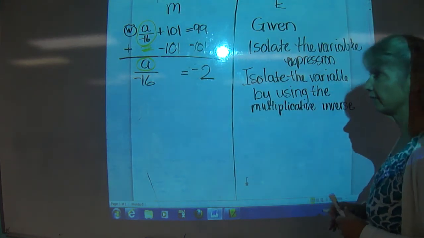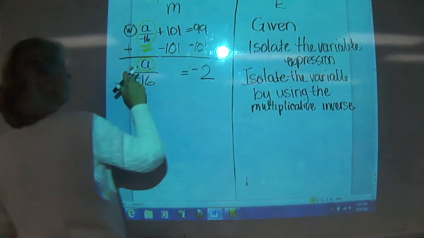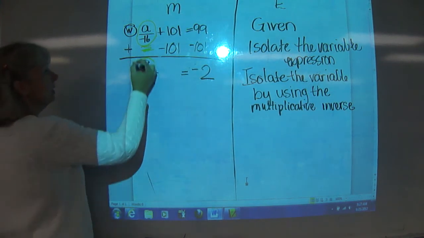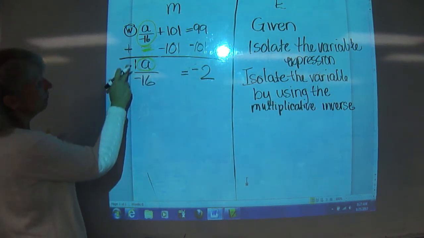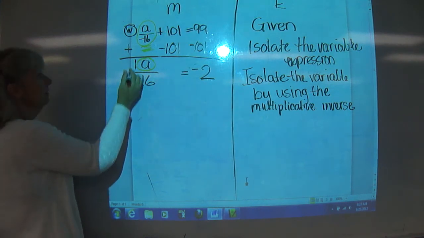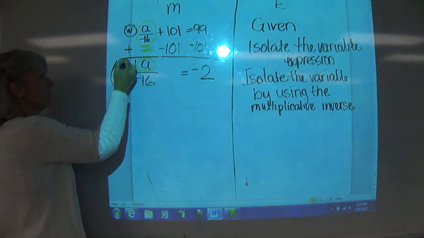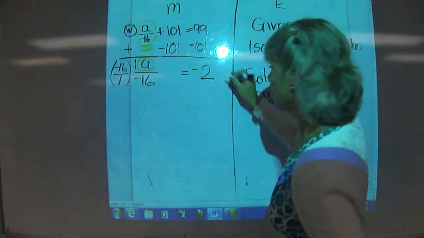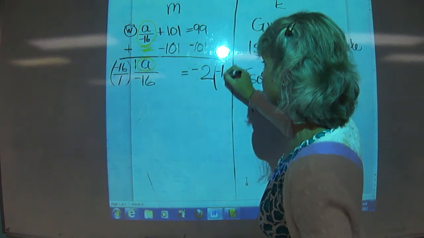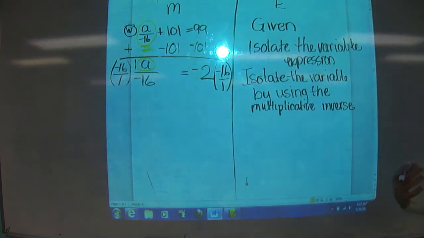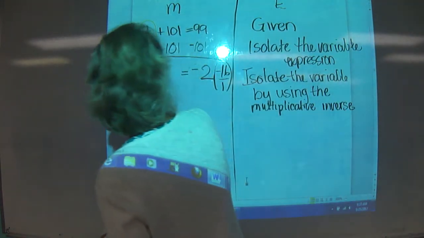And the multiplicative inverse, and then what's the coefficient in front of the letter A? 1. Okay, so what's the multiplicative inverse of 1 negative 16th? Negative 16 over 1. So if we do it to one side, we're going to do it to this side. So now we have negative 16 over negative 16, which is 1. So we have now isolated the variable A.